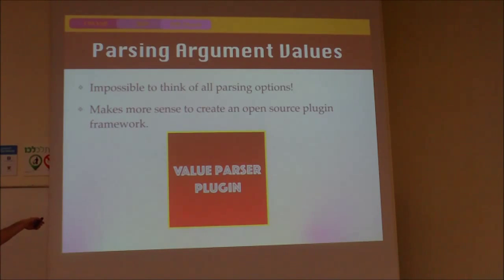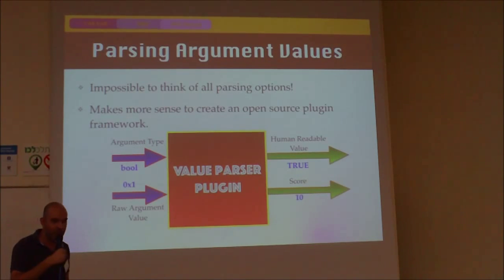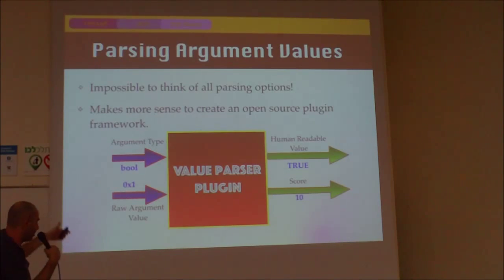So you have what I call a value parser plugin, right? It gets two inputs. One of them is the argument type that we gathered from the tinfo_t object before, and the other is the actual value, the raw value that we see at runtime. And there are two outputs to it. One will be a human readable value, and the other will be a score, right? Let me give you an example. If we detected the Boolean type being passed and the value is 1, this parser can tell us that the human readable value is true, and the score is 10, because we're absolutely sure that that is the value, because it's a Boolean and the value is 1.